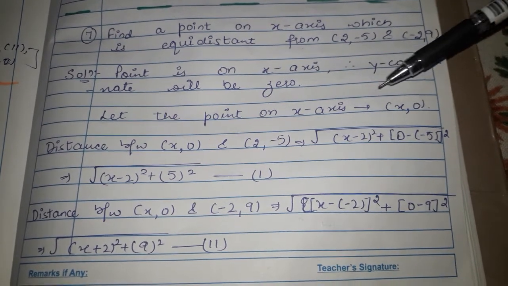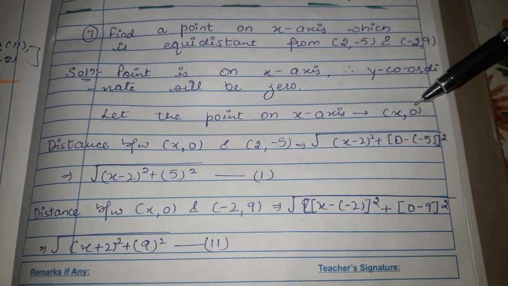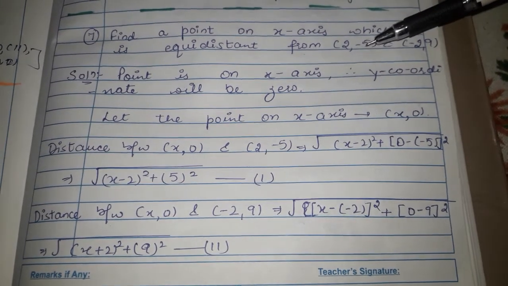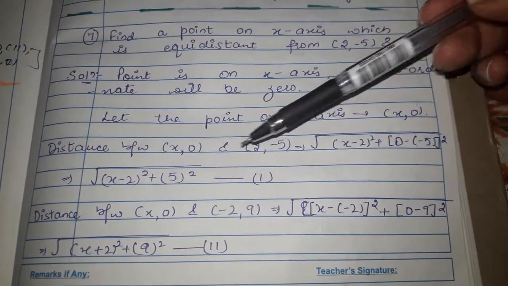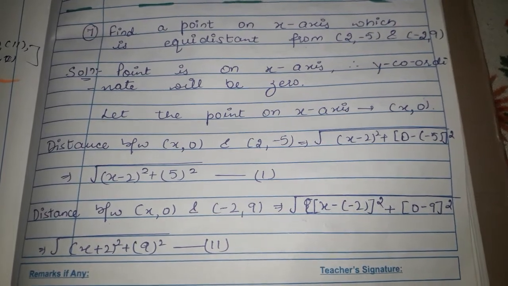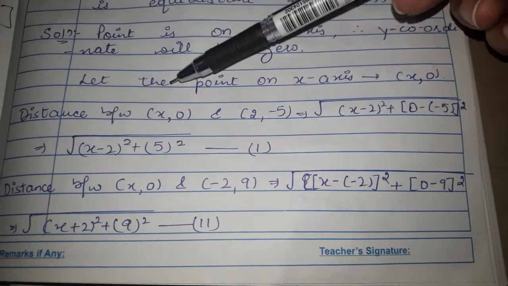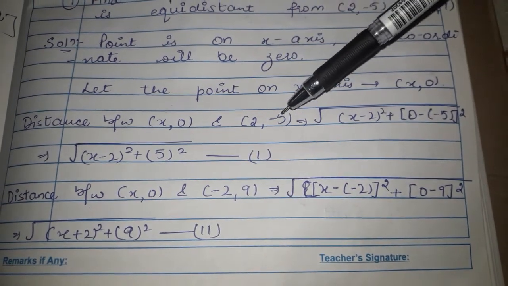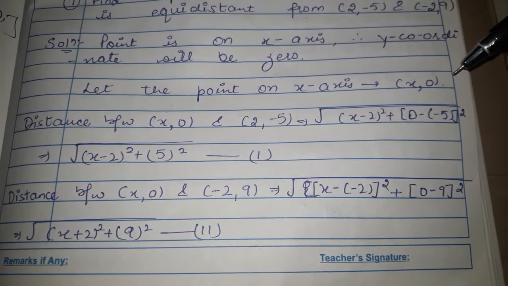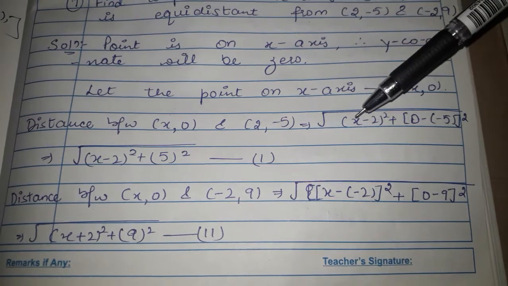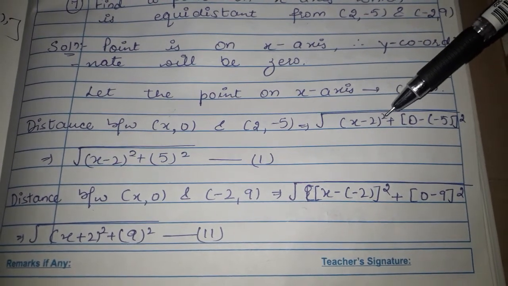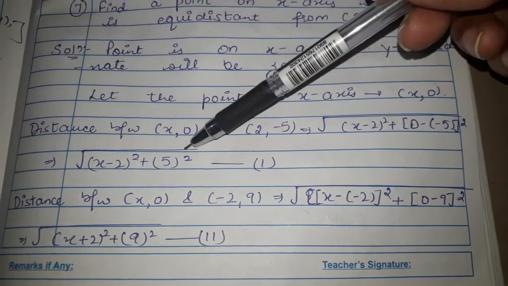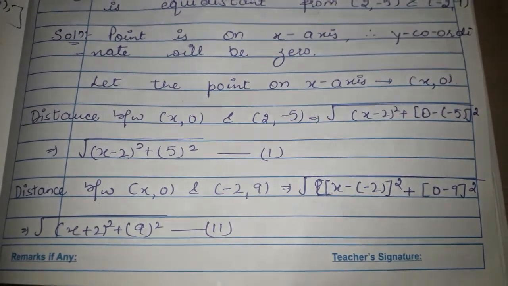So the point will become (x, 0). Distance between that point and this point, let's say A, the distance between (x, 0) and (2, -5). Using the distance formula, it will be the square root of (x - 2) whole square plus (0 - 5) whole square, that is 5 square. This is the first equation formed.